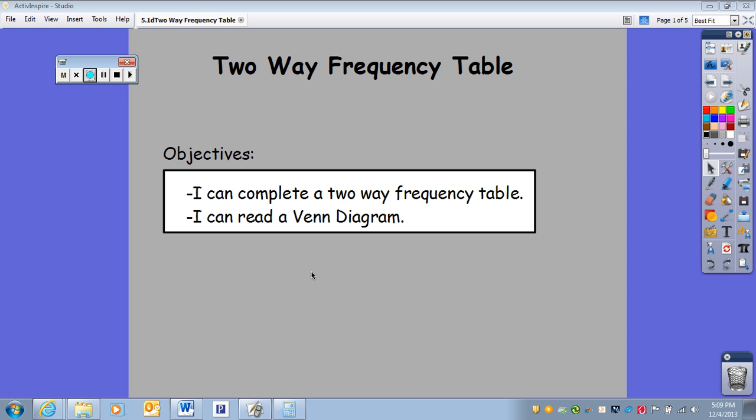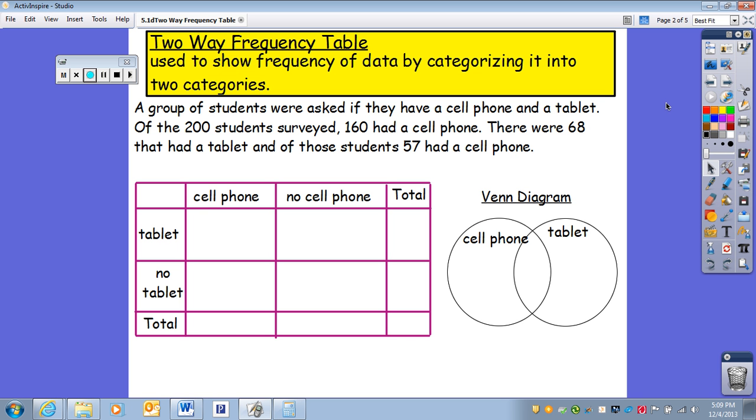In this lesson, we are going to complete a two-way frequency table, and we're also going to complete and be able to read a Venn diagram. A two-way frequency table is used to show frequency of data by organizing it into two different categories. Here's an example. A group of students were asked if they have a cell phone and a tablet.